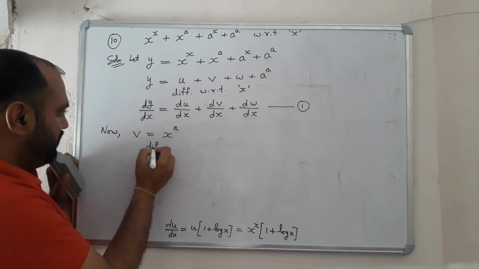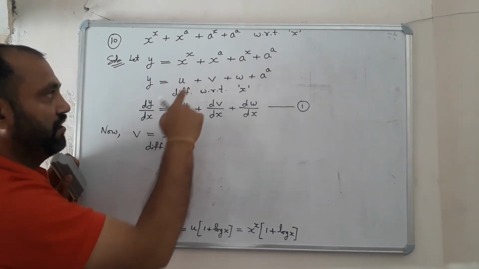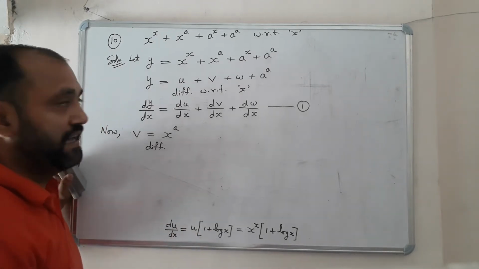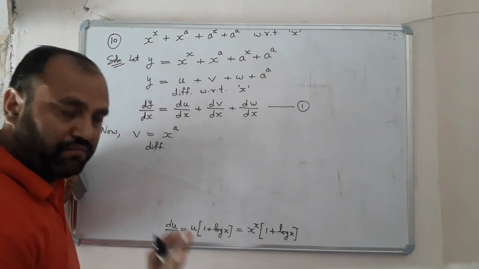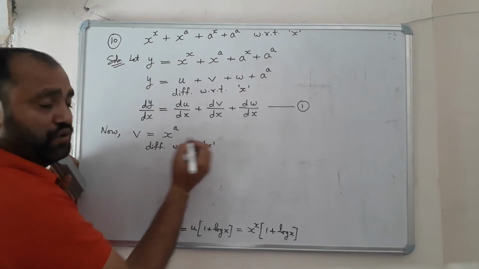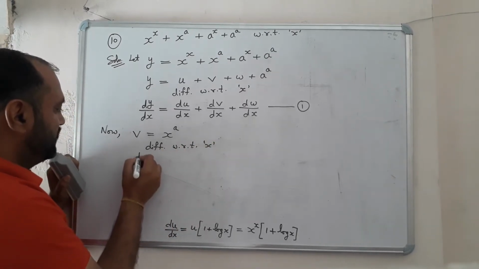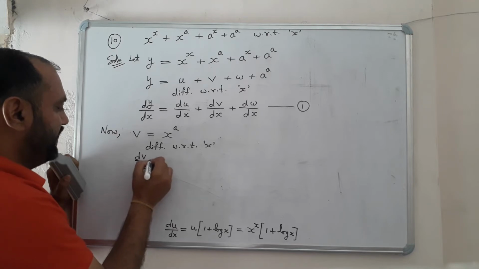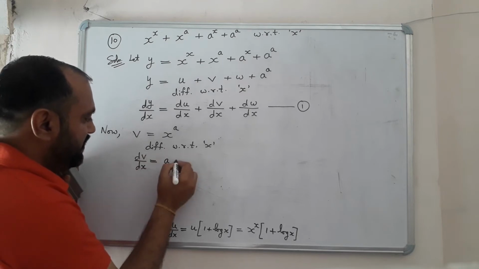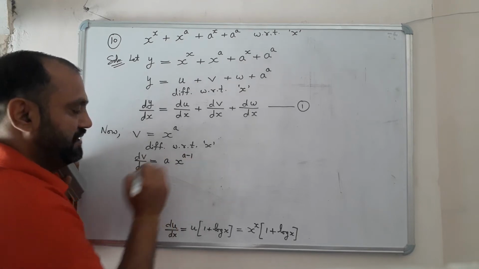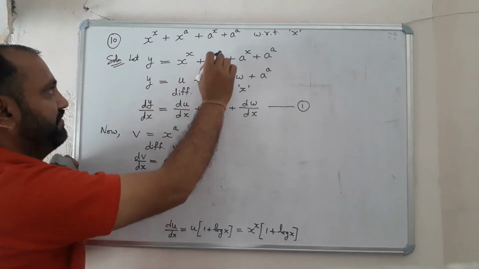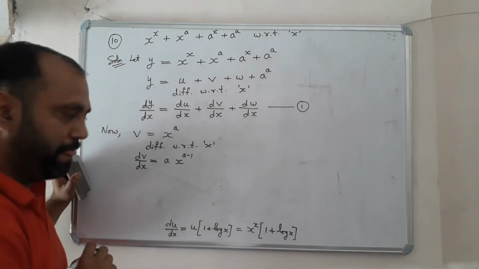So I am doing it directly. No need to take log on both sides. You have to take log on both sides in case of variable power variable. Right? So differentiate both sides with respect to x. What will we get? dv over dx is equal to, as you know the power rule, a x power a minus 1. So this is the answer of the derivative of x raised to the power a.